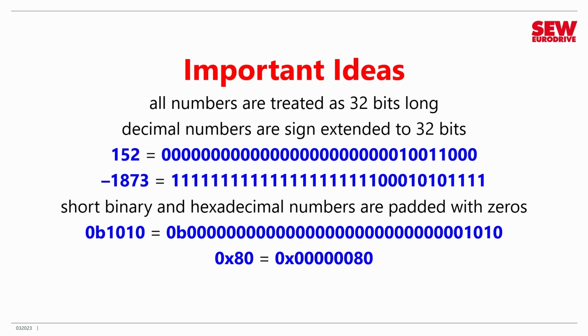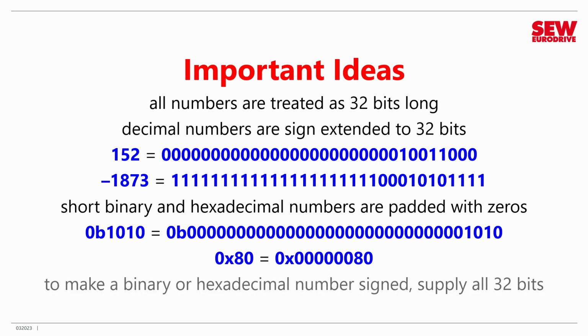So what do you do if you want to incorporate a hexadecimal or binary number that is negative, that has a 1 in the most significant bit position? Well, the answer is don't enter it as a short number. Enter it as a full-length number. In other words, supply all 32 bits if it's a binary number and make sure that top bit is 1. And if it's hexadecimal, supply 8 digits. And of course, that first digit needs to be the number 8 or higher: 8, 9, A, B, C, D, E, or F. That will, of course, be treated as a negative number.